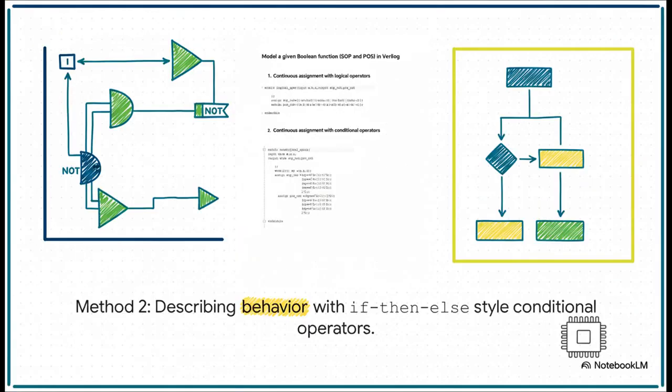All right, method number 2. This one's a little different. Instead of an equation, it describes the behavior. It's like a set of if-then-else rules. It says, hey, if the inputs A, B, and C are 0, 0, 1, then make the output a 1. Otherwise, if they're 0, 1, 0, make the output a 1, and so on. You're basically just describing the logic based on its truth table.